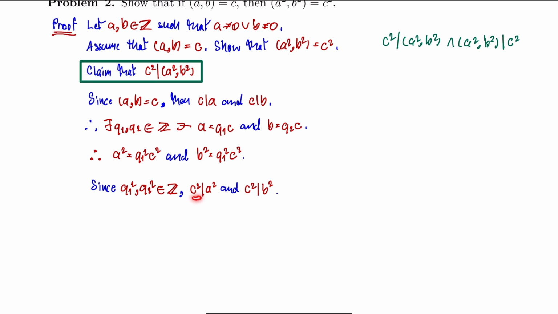When c squared divides both a squared and b squared, that means what? So remember, if you have c divides a and c divides b, we can say that c divides the greatest common divisor of a and b. So c squared must divide the greatest common divisor of a squared and b squared. That's it. Okay, so we have proved that c squared divides the greatest common divisor of a squared and b squared.